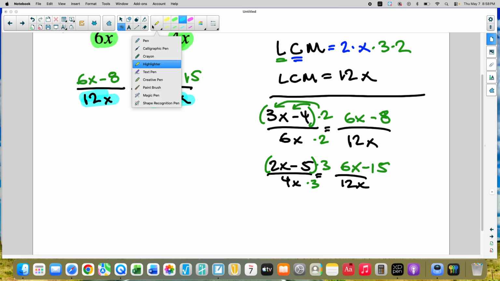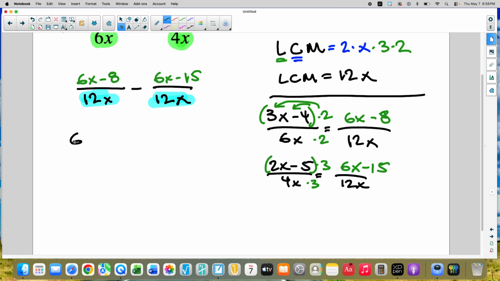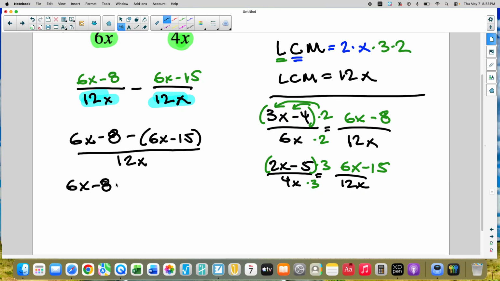We can write it on the same fraction. So 6x minus 8 minus the quantity 6x minus 15. That's the tricky part. That's the part students don't understand. This negative is the opposite of both of these terms. So we do this quantity: 6x minus 8 minus 6x plus 15 over 12x.